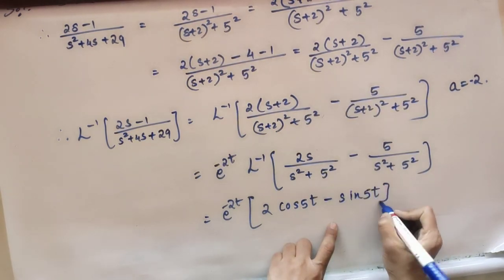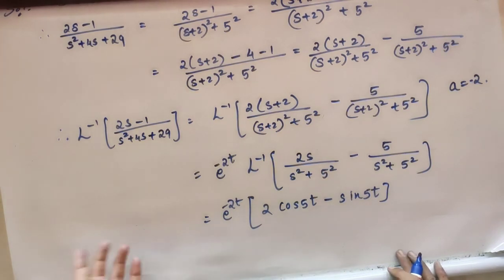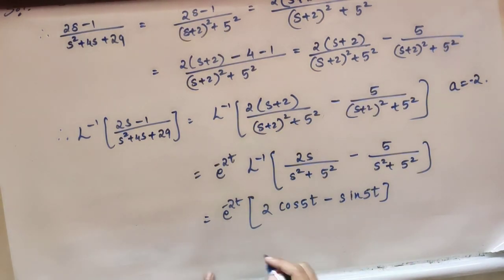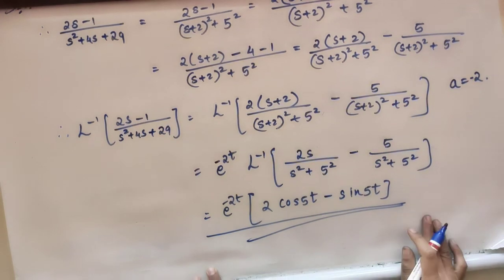Divided by 5 need not be written, because 5 is already there in the numerator. Even if you write it, it will get cancelled. So this is the complete solution for this problem.